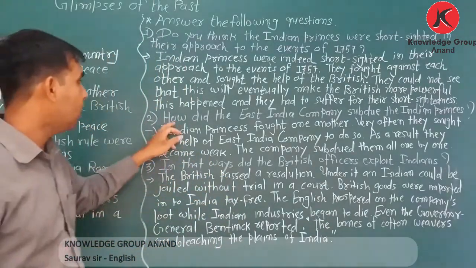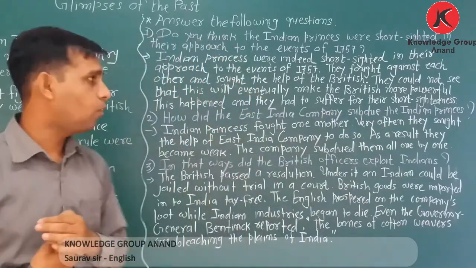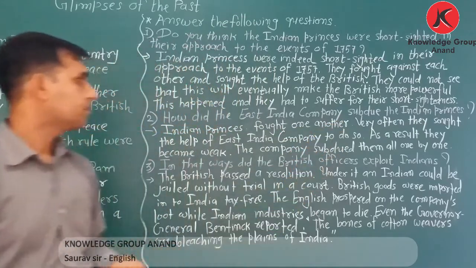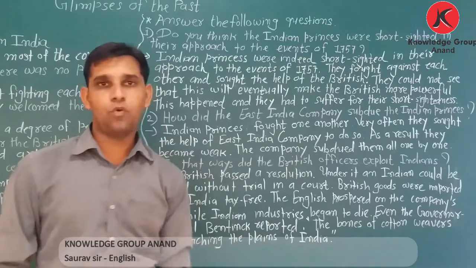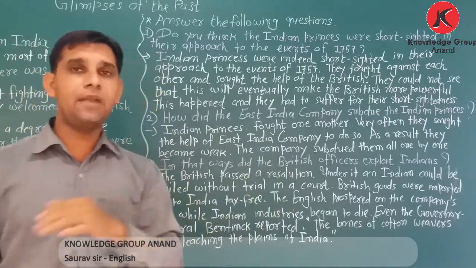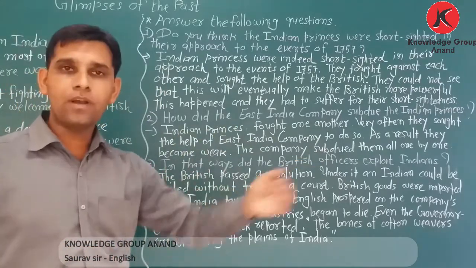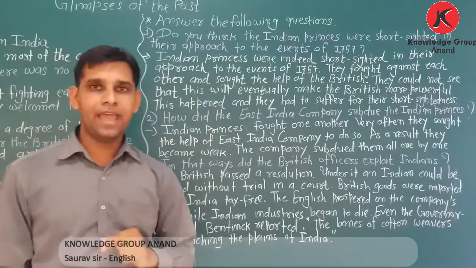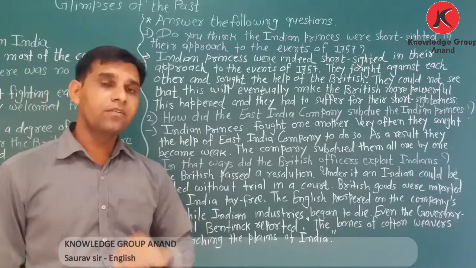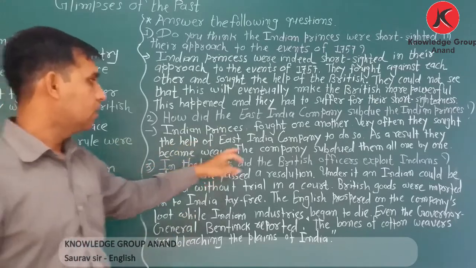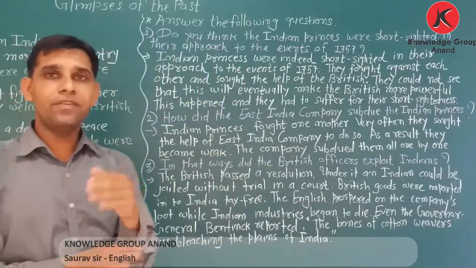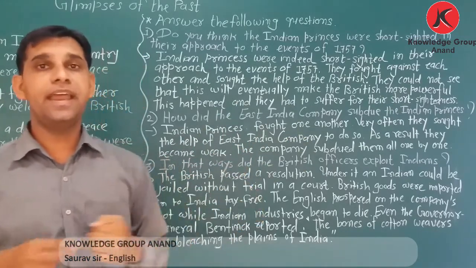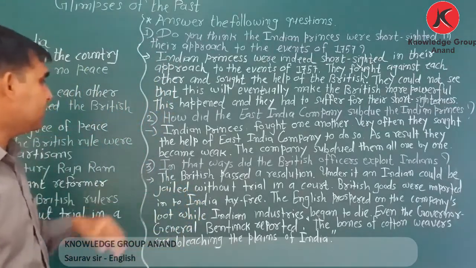Okay, now the second one. How did the East India Company subdue the Indian princes? Let's see. Indian princes fought one another. Very often they sought the help of the East India Company to do so. With the help of the Britishers, they ruled over the other princes and captured their land. As a result, they became weak. The company subdued them all one by one and captured the land of India.